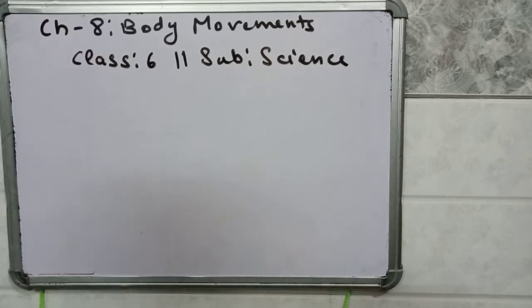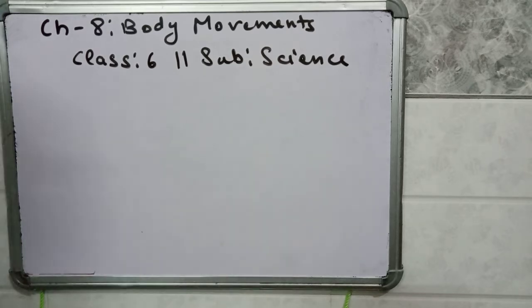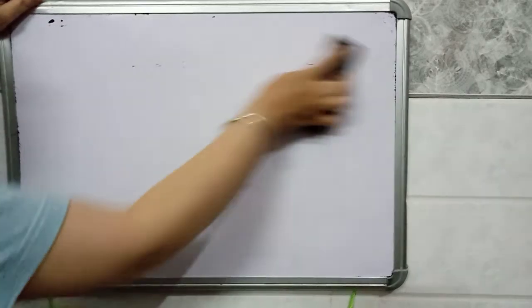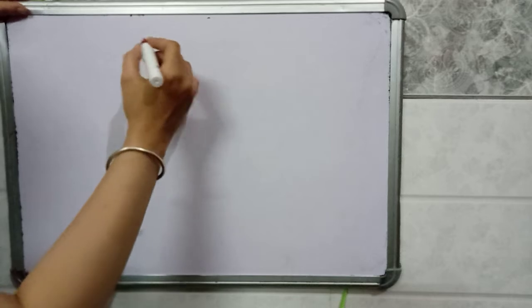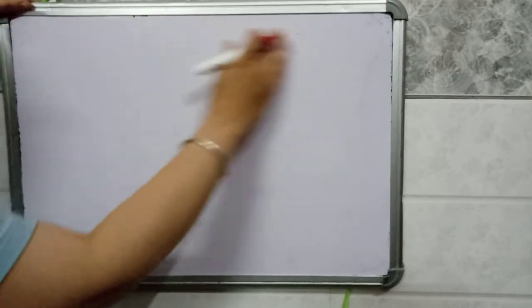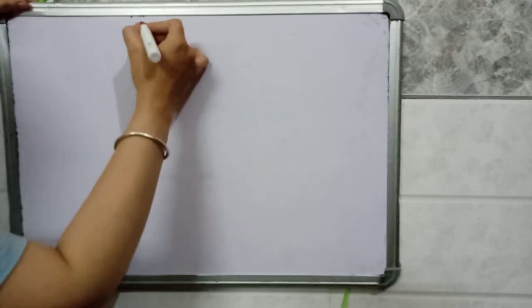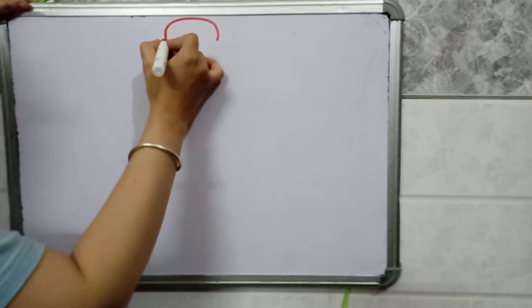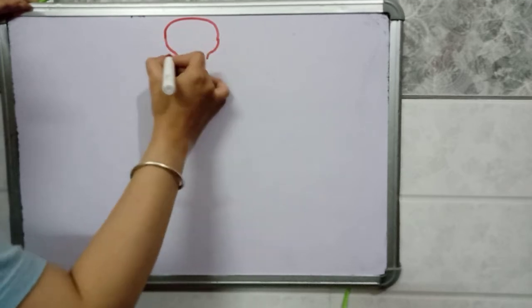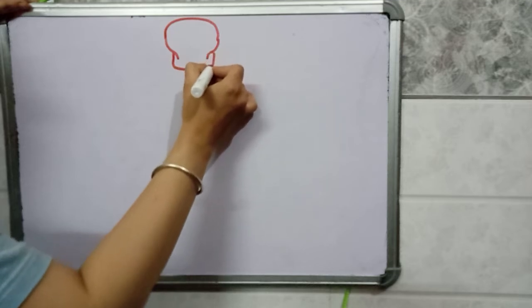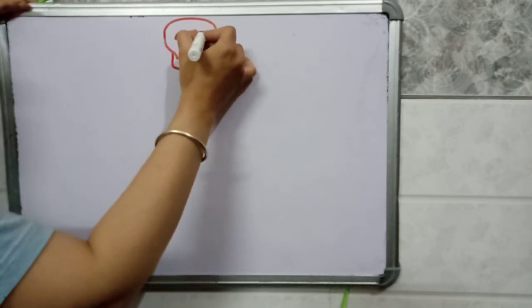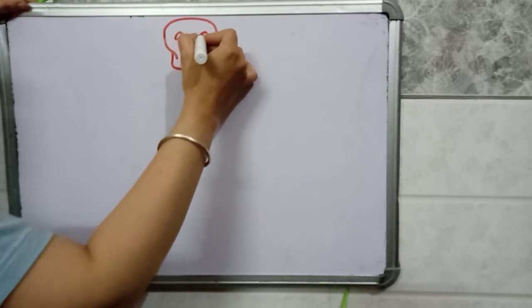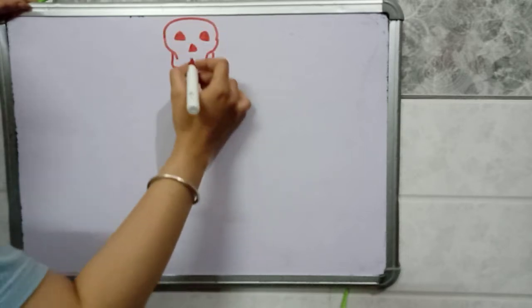Today we will discuss how to draw the diagram of a human skeleton system. So let's draw the diagram of human skeleton system. So I am drawing the diagram of human skeleton system. Observe very carefully how to draw the different parts.